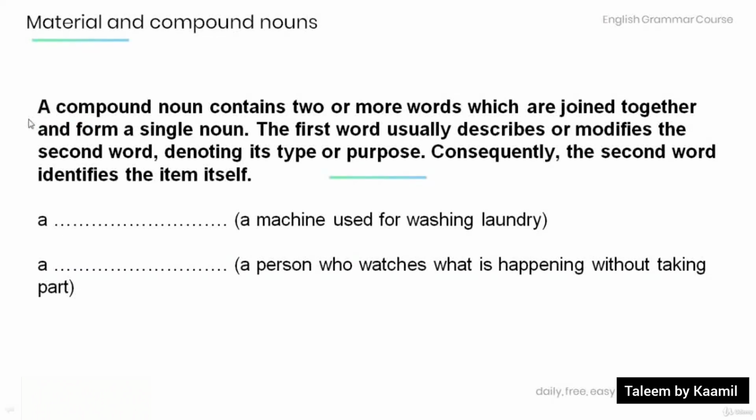Also remember that a compound noun contains two or more words which are joined together and form a single noun. Now the first word usually describes or modifies the second word, denoting its type or purpose. Consequently, the second word identifies the item itself. Now read the descriptions in the brackets and provide the appropriate compound noun.